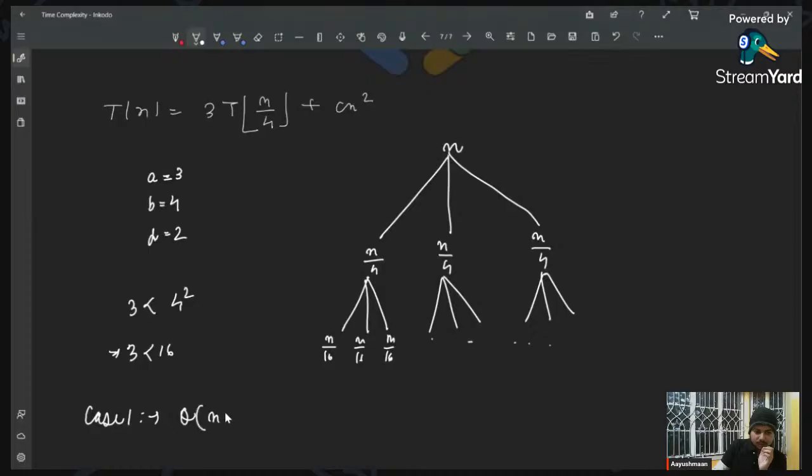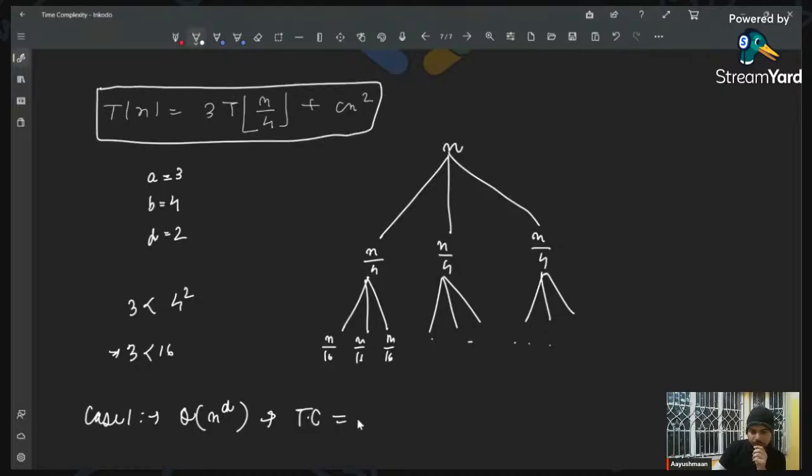Where theta is n to the power d. And hence the time complexity of this particular equation will be n to the power 2, that is n square. We denote it by order of n square or theta of n square. Rather, it's better to write theta of n square. That's the answer for this. That's the basic example. If you want some more complex examples, you can find them in any book or online.